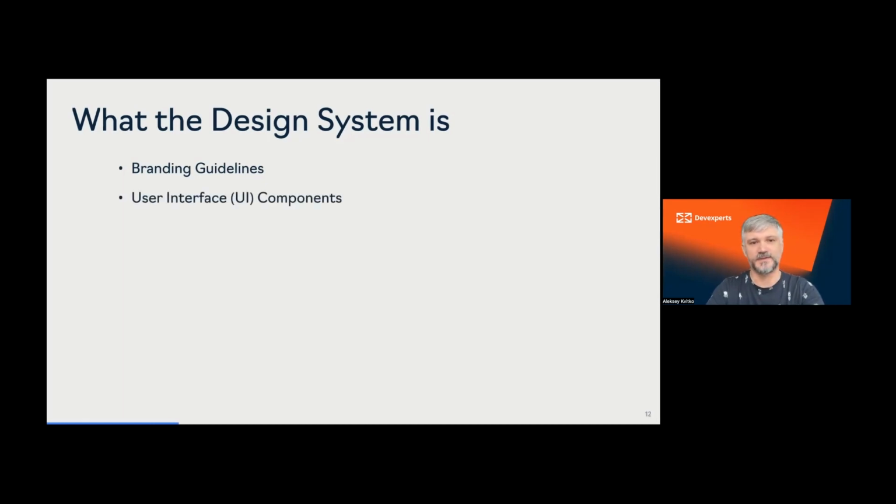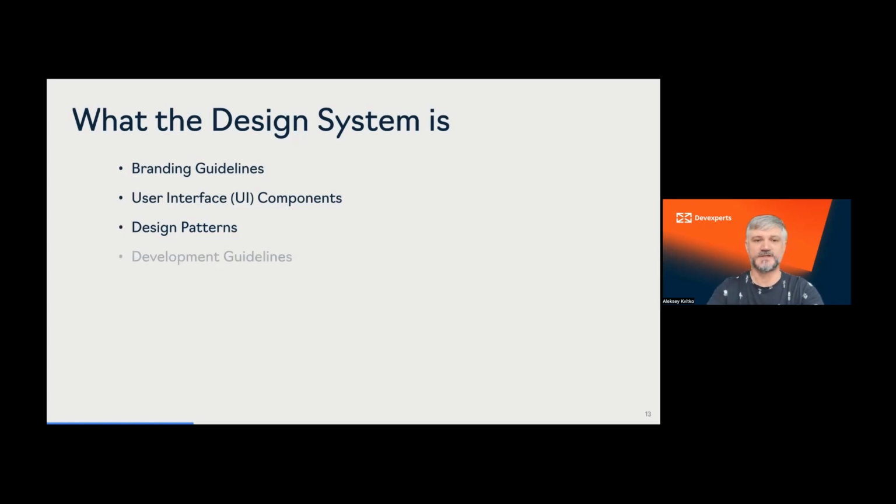UI components are the building blocks of an application. This includes buttons, forms, navigation, and other interface elements that users interact with. A design system should provide a library of these components that can be reused across the application. And the next point is design patterns. They are common solutions to recurring design problems. They provide a consistent way of solving problems and ensure that the user experience is consistent throughout the application.